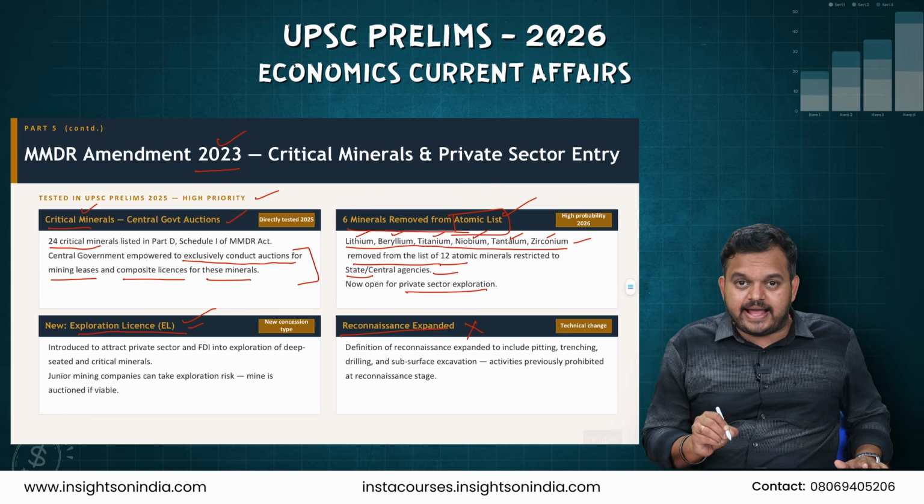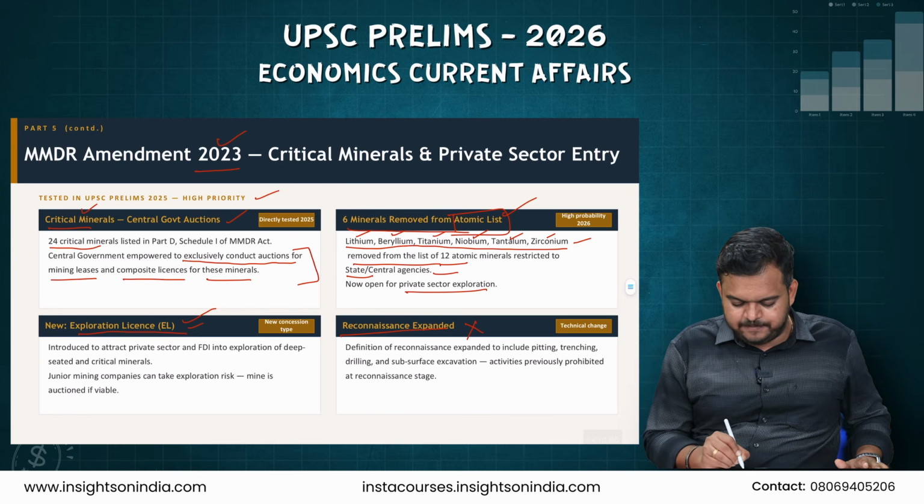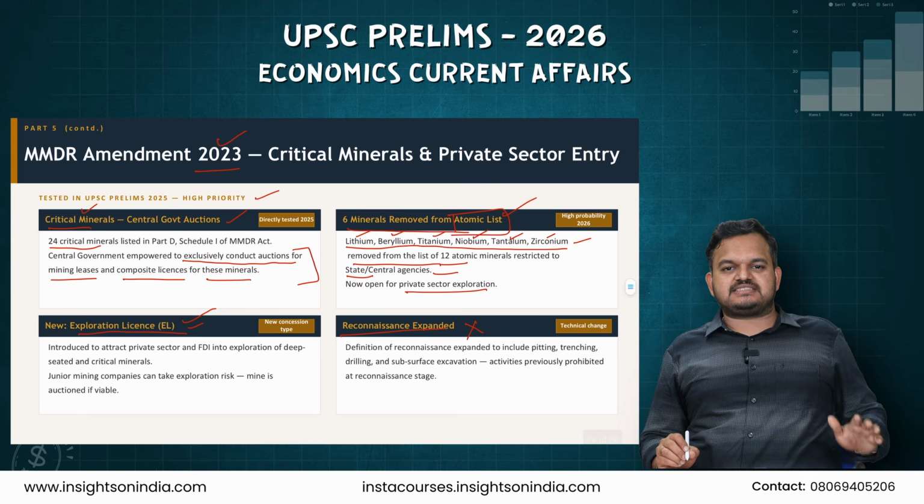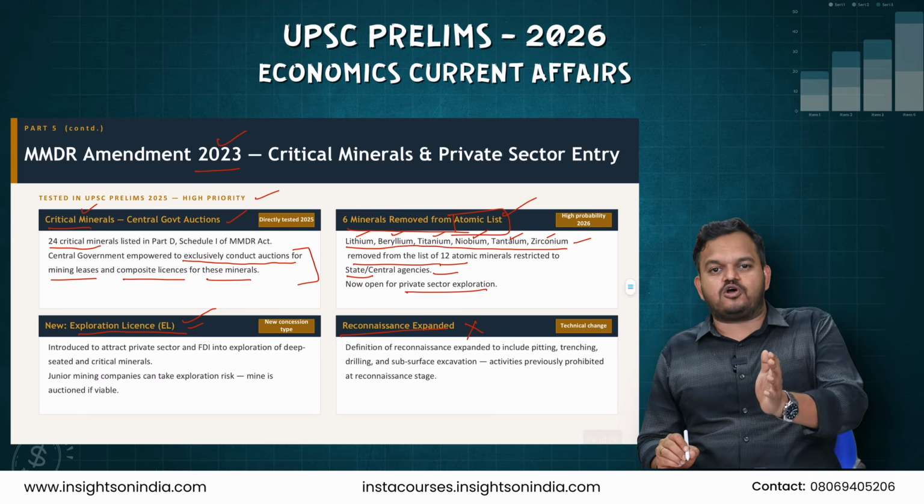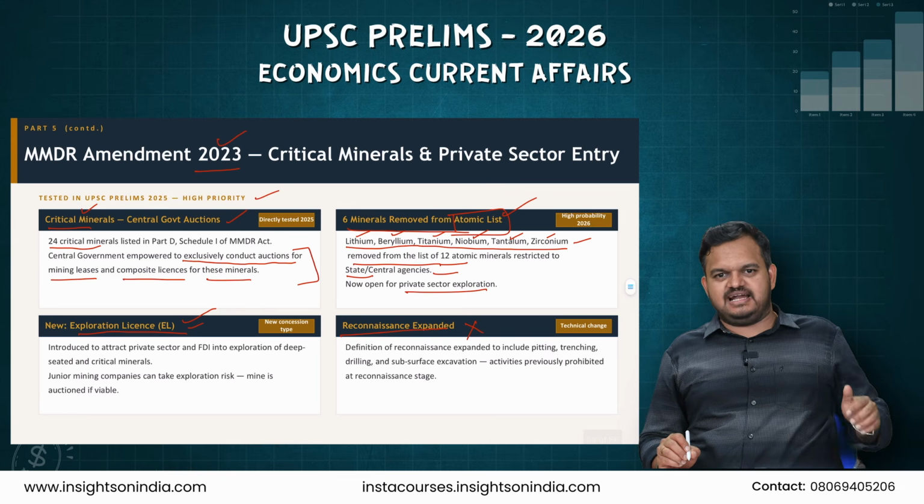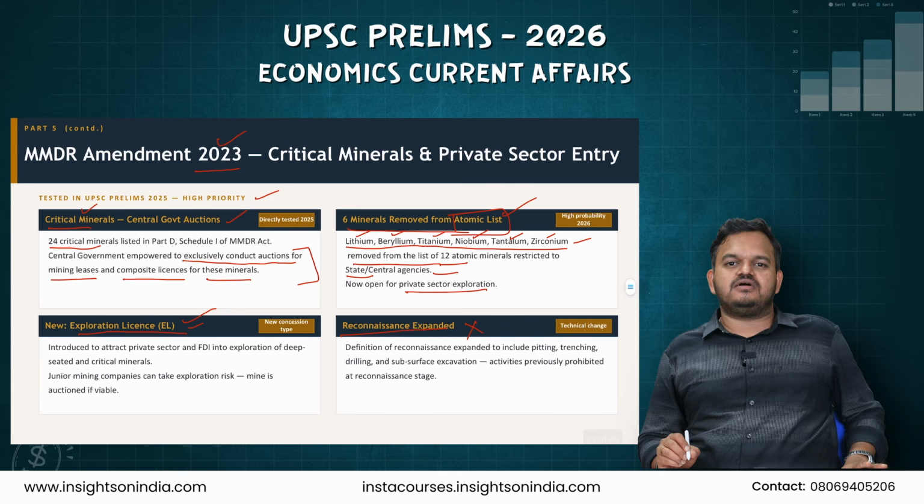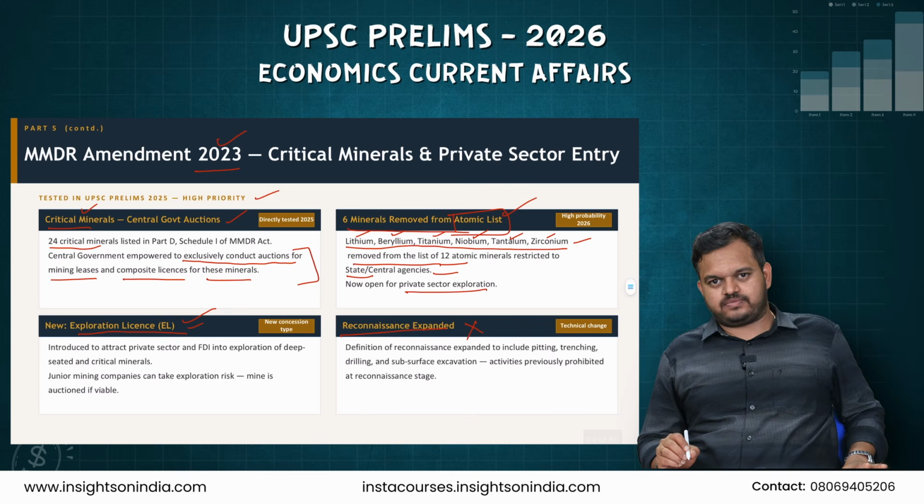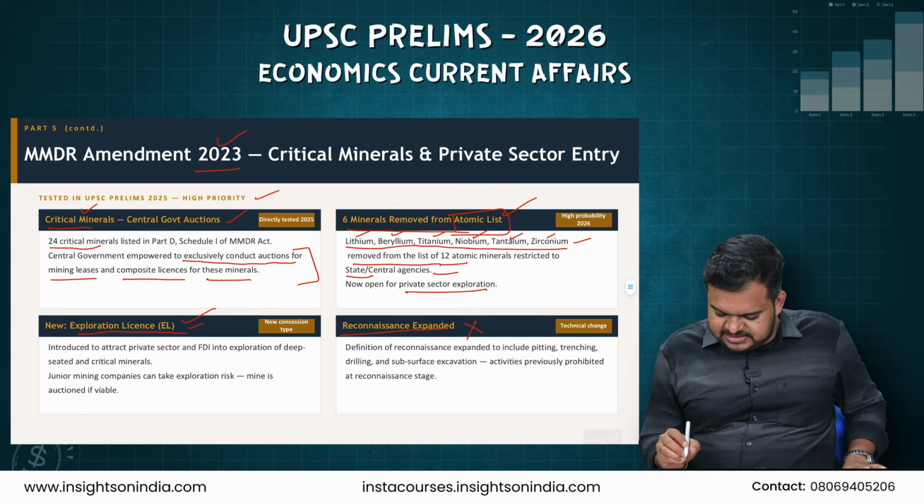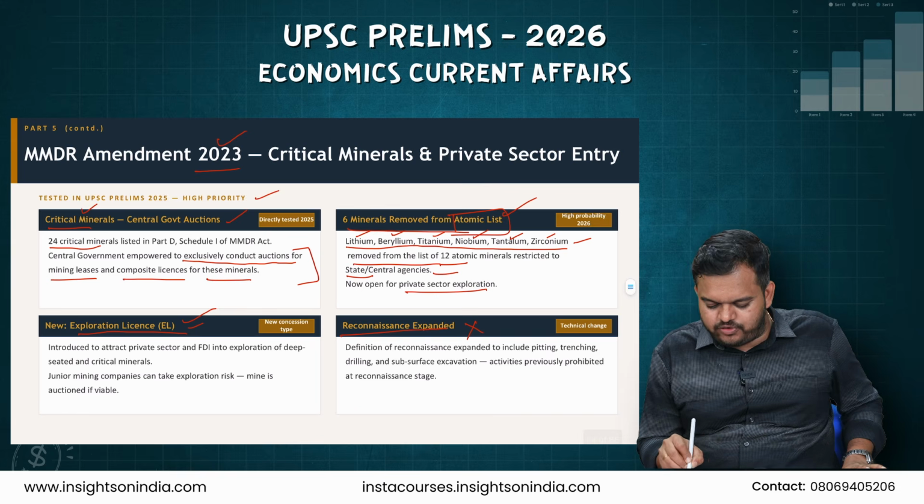The central government is empowered to exclusively conduct auctions for mining leases and composite licenses for these minerals. It is the exclusive jurisdiction of the central government to provide leases and licenses for critical minerals. Understood? Second thing is, there are certain minerals removed from the atomic list.